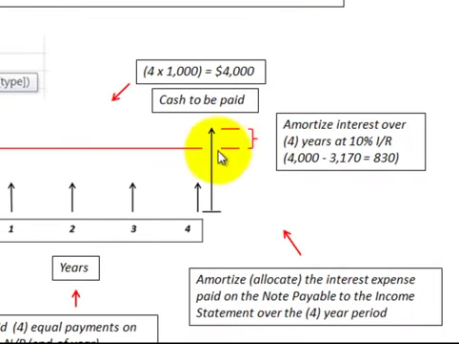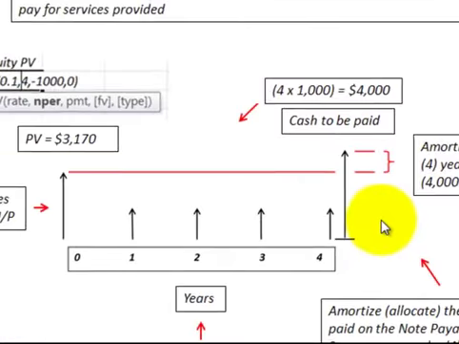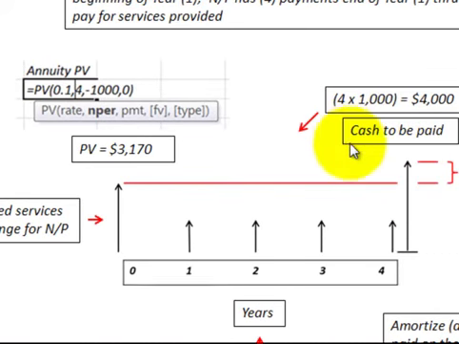So what we have to do here is determine how much interest expense is included in the notes payable. And once we know that, then we'd amortize or allocate that interest expense paid on the notes payable to the income statement over the next 4 years. So let's go and see how we do that. Now, the cash to be paid at the end of every year for 4 years, well, that would be a total of $4,000.